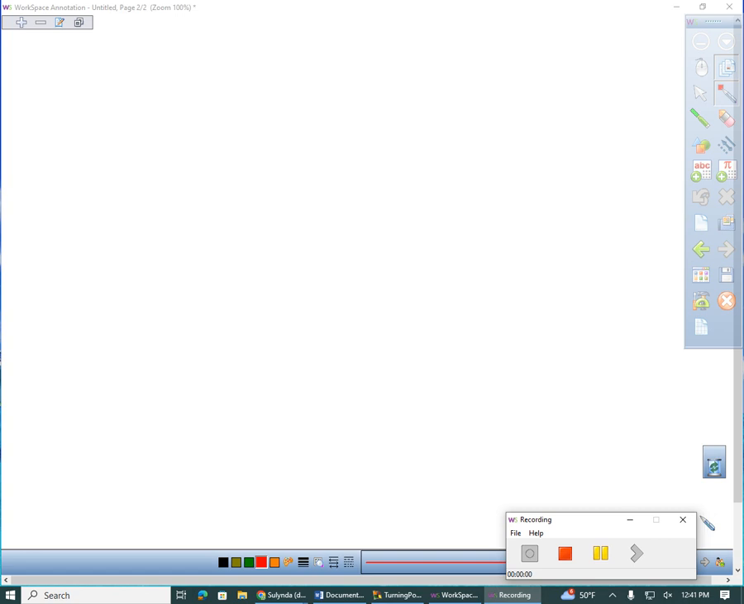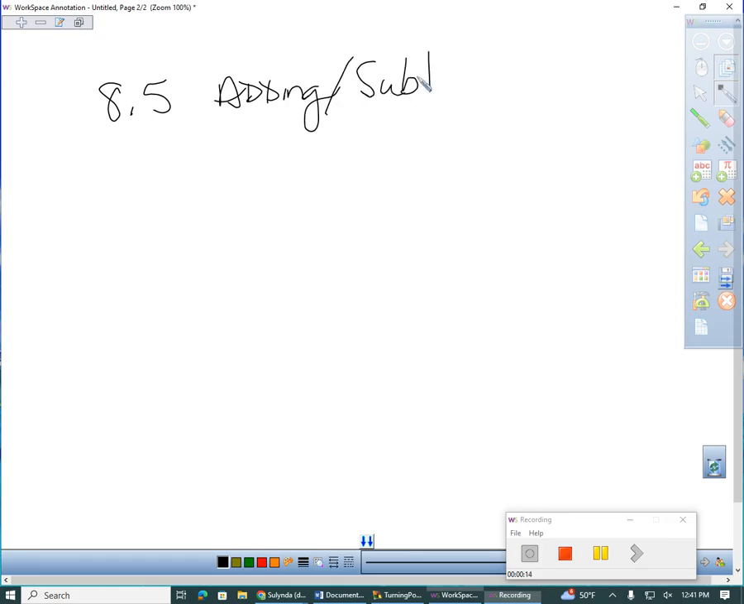We are going to start with 8.5 today. And that means we are adding/subtracting, because it really means the same thing. Rational expressions.